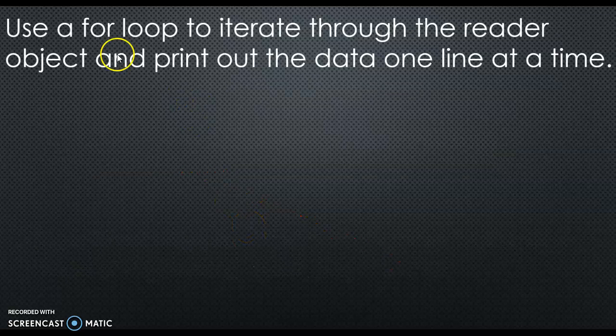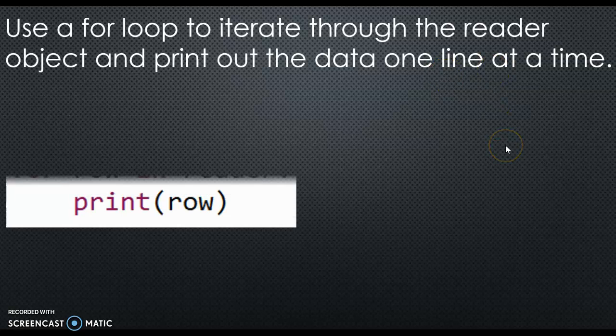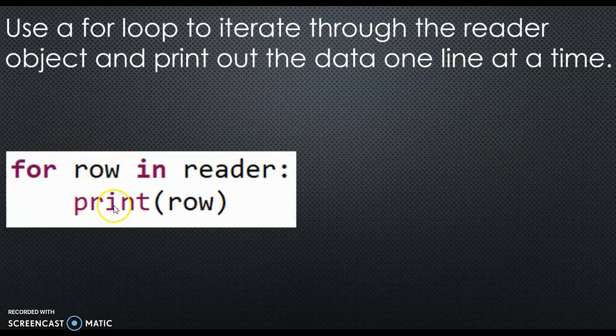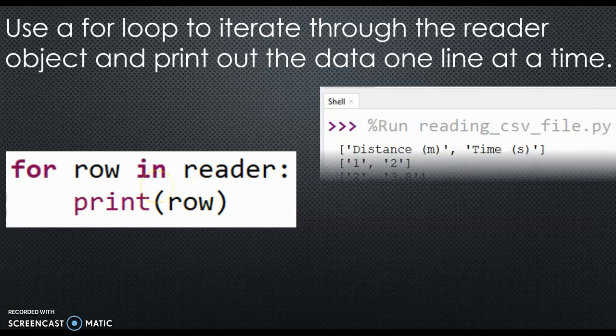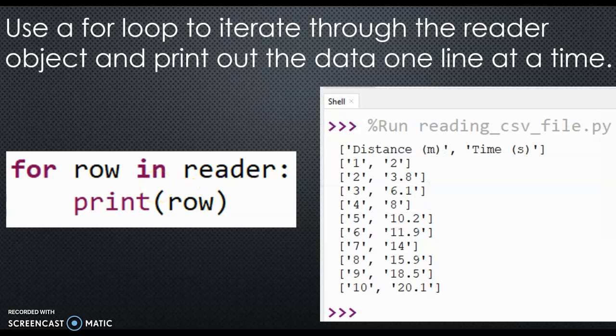The next thing we want to do, now that it's iterable and we can move through it, is use a for loop to iterate through the reader object and print out the data one line at a time. So we just use this little for loop here. I'm going to say for, and our iterable variable is going to be row, which will pick up each piece in the reader variable, and it will print out each piece, and you should get an output like that.